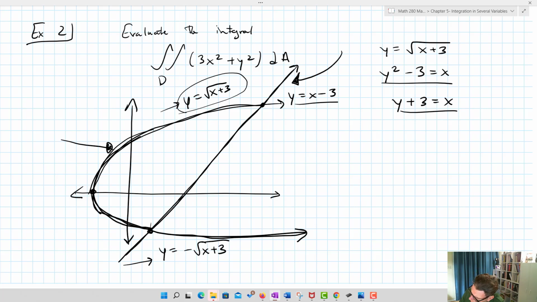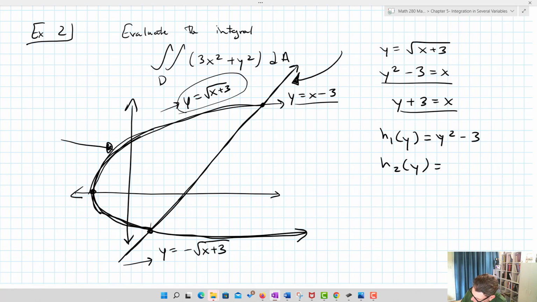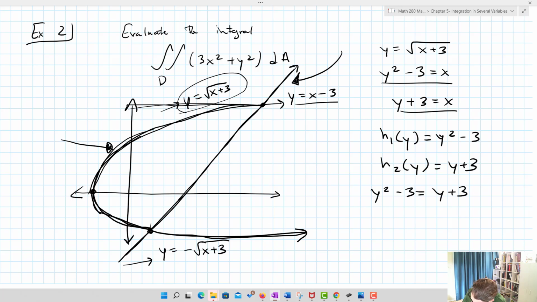Okay, so that's then going to be that h1 of y, as we said before, is going to equal y squared minus 3, and h2 of y is going to equal y plus 3. Now all we need to do is find our bounds. Our bounds are in terms of y's now, so we say y squared minus 3 equals y plus 3. That gives me y squared minus y minus 6 equals 0.